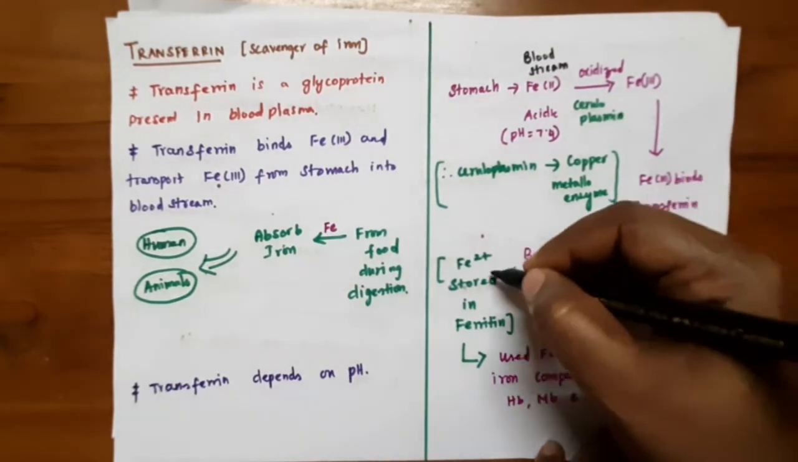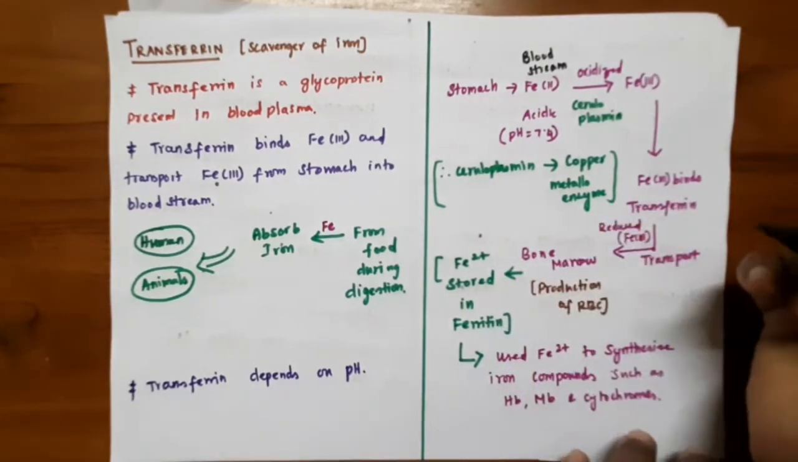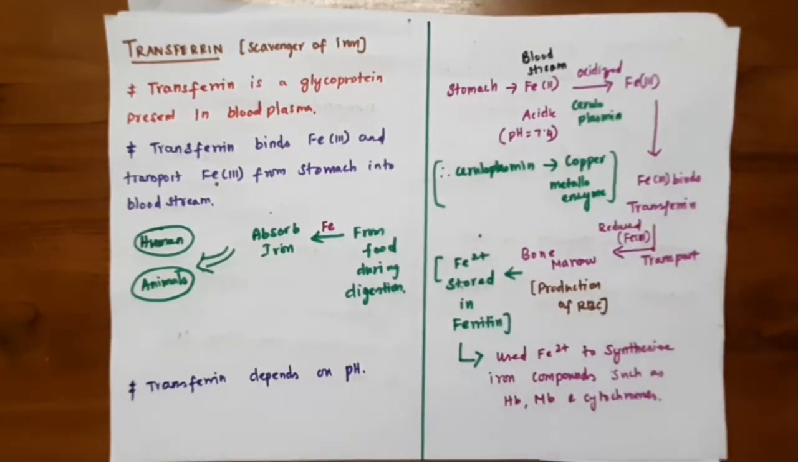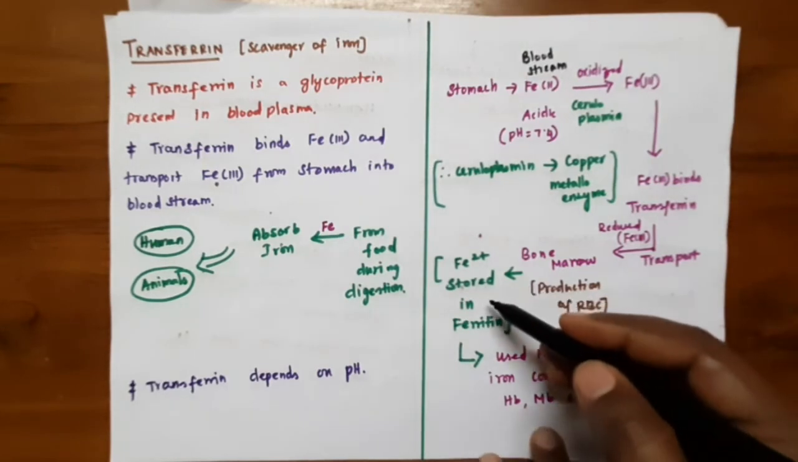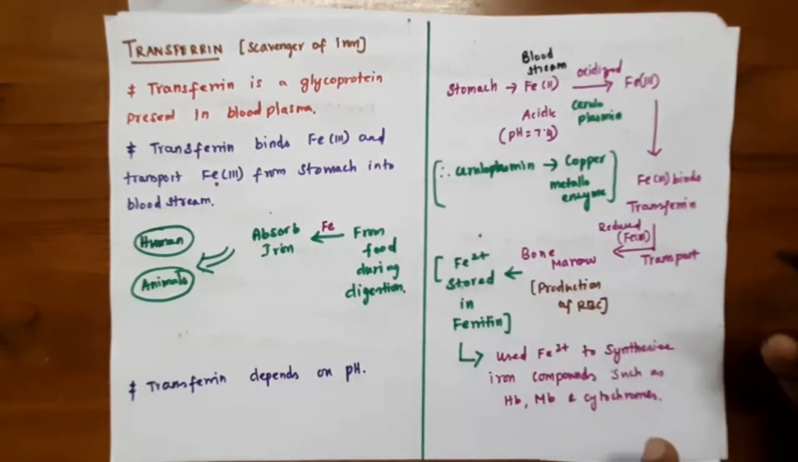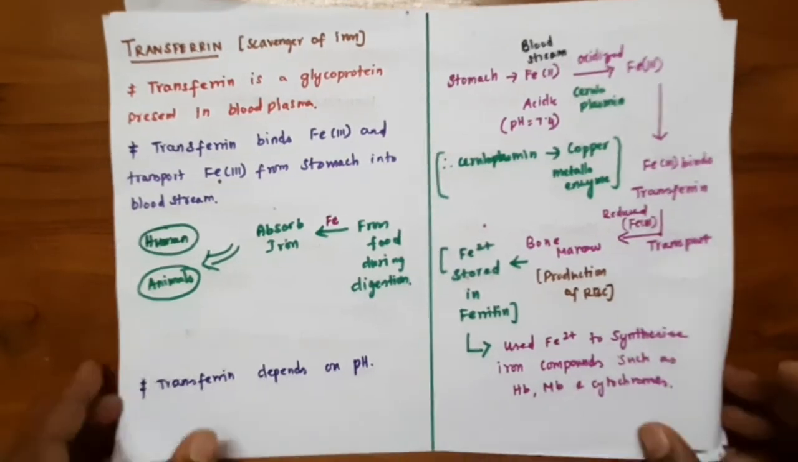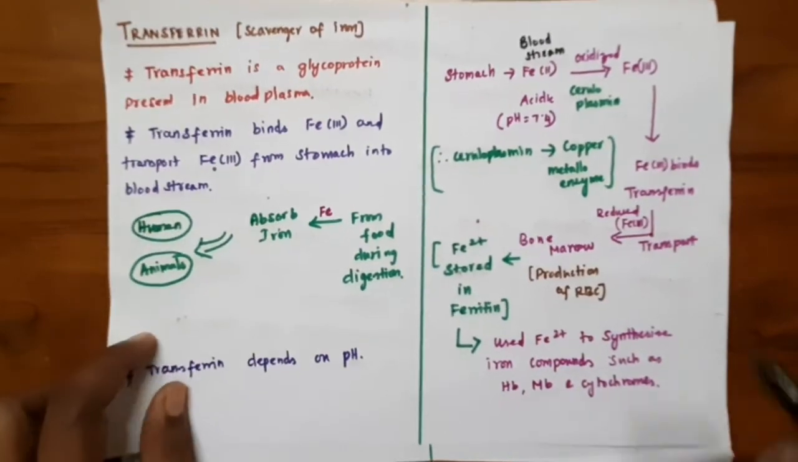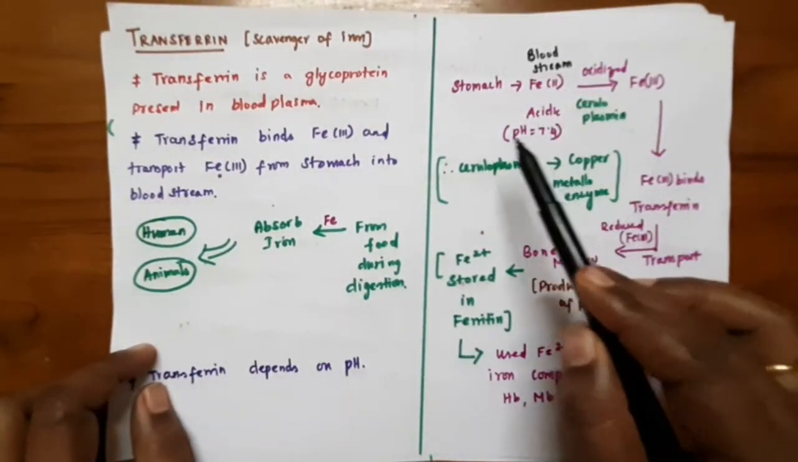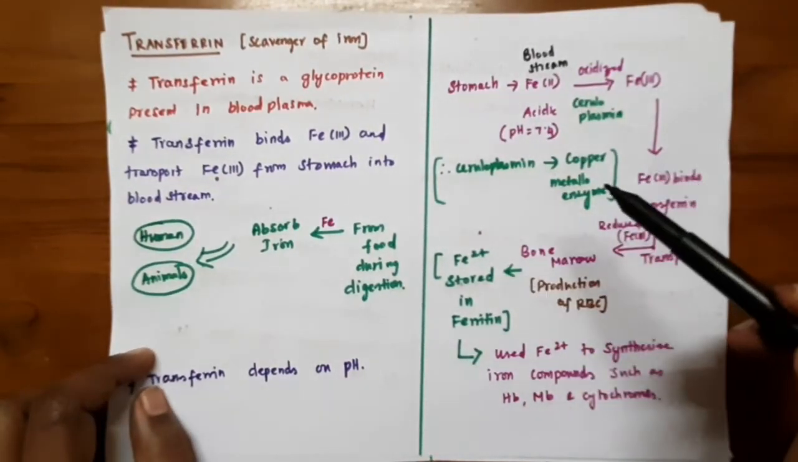Then the Fe2+ is stored in the ferritin. And this stored Fe2+ is further used to synthesize iron compounds such as hemoglobin, myoglobin, and cytochromes. So these are the overall roles of transferrin in the living system.